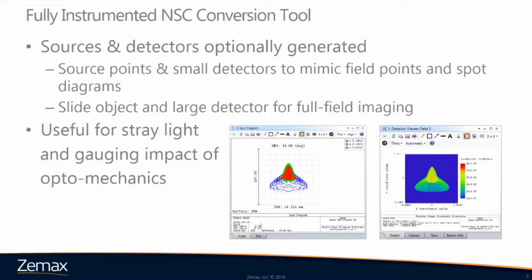In addition, if your sequential system is defined at finite conjugates, there will be a slide object and a detector included in the conversion to give you the ability to do extended scene analysis or full field imaging. These capabilities are very useful for stray light analysis to see how stray light contaminates the spot diagram, and also for gauging the impact of optomechanics on clipping the beam or stray light. Let's take a look at how this works in a sample file.